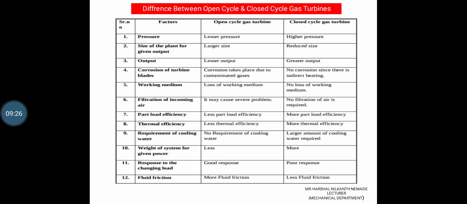Part load efficiency: less in open cycle, more in closed cycle. Thermal efficiency: less in open, more in closed. Requirement of cooling: no requirement of cooling in open, large amount of cooling required in closed. Weight of system: less in open and more in closed. Response to changing load: good response in open and poor response in closed.